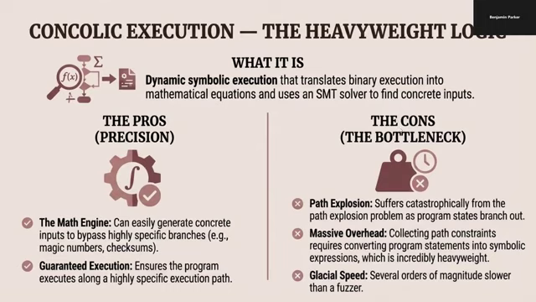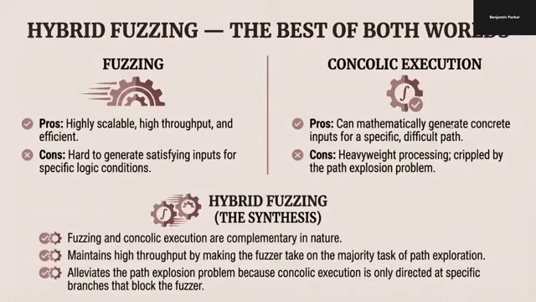So here's the dilemma. Fuzzing is incredibly fast, but has no math behind it to get past constraints. But concolic execution can get past those constraints, but it's extremely slow. So we have to combine them. But the question is, how best do we know when to use one or the other? That's where hybrid fuzzing comes in. It's a combination of both fuzzing and concolic execution.